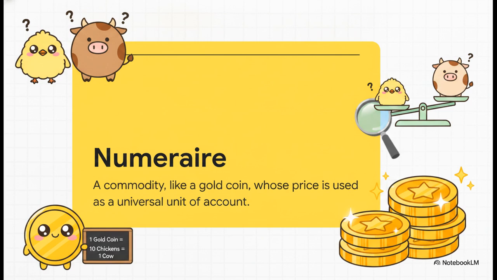So as early as Aristotle, societies realized they needed a standard way to measure aggregate wealth without complex bartering. They needed what economists call a numeraire, basically a commodity like a specific gold coin used as a universal unit of account. By pricing literally everything in terms of this one gold coin, trade suddenly became vastly simpler.